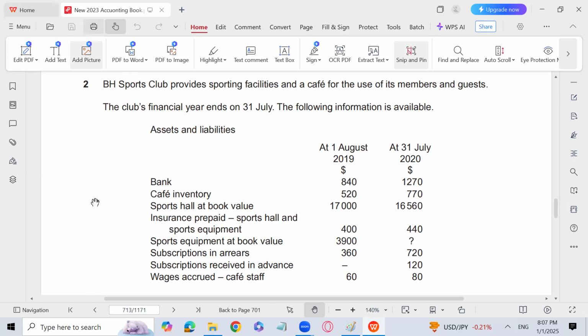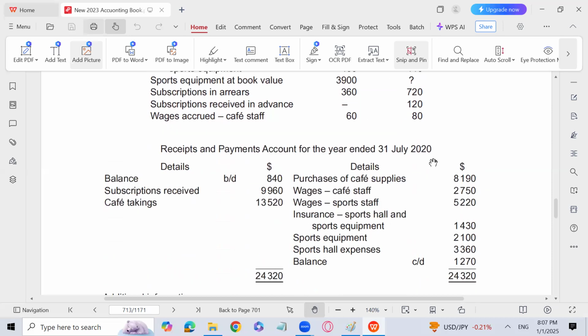Then talk about PLCA, purchase ledger control account. That is not required because opening and closing trade payables are not given in the question. But we have to prepare the expense account of insurance. We have to prepare the expense account of wages to find the wages figure. That is obviously going to be there. Then subscription received is given, and the cafe takings, this is the cafe sales actually. And purchase of cafe supplies is given, that is basically the purchases, because opening and closing trade payables are not given.